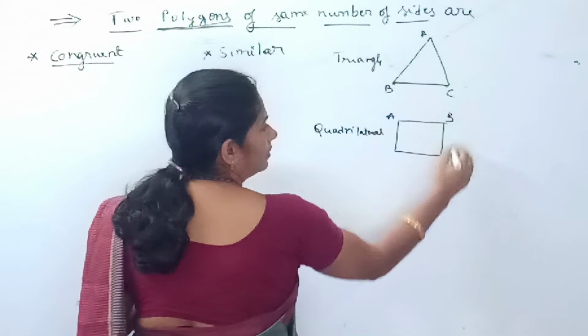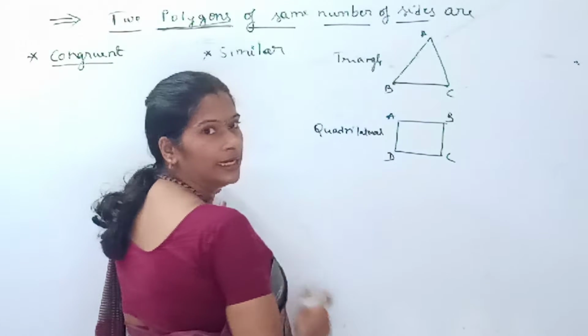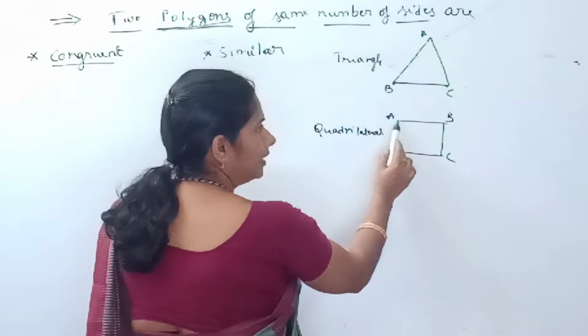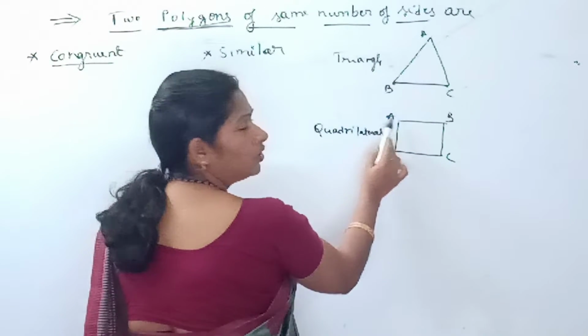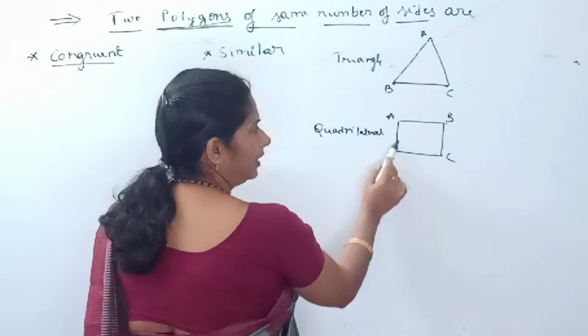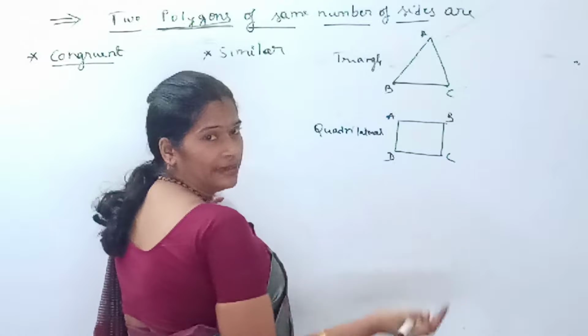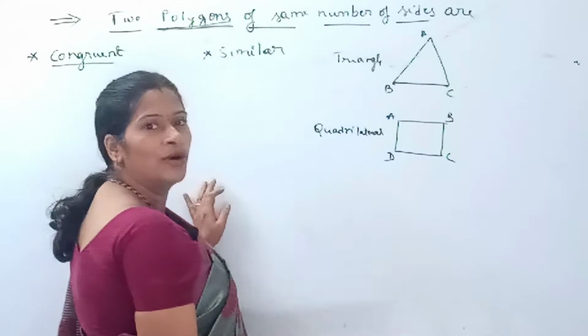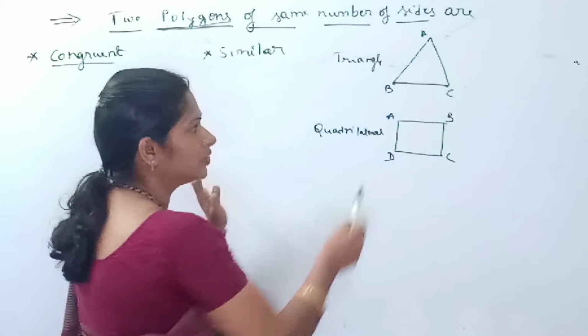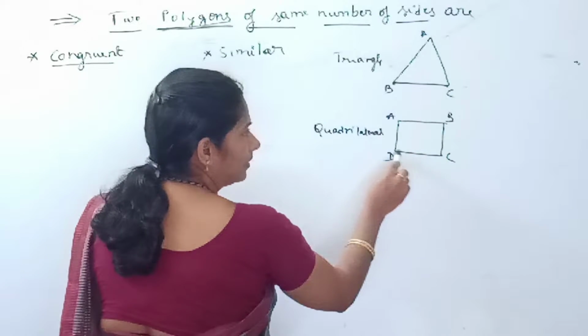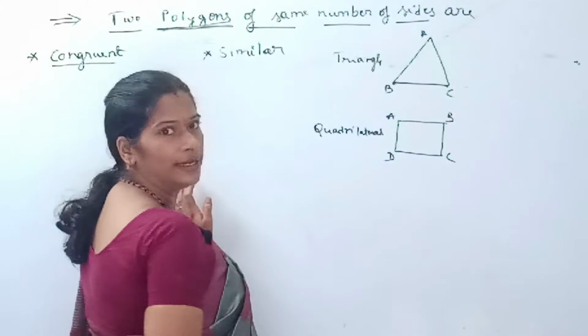ABCD is a quadrilateral. Quadrilateral means a polygon of four sides. Four line segments is called a quadrilateral. So under quadrilateral, square, rectangle, trapezium, rhombus, kite, all will come. So if it has four line segments, then it is called a quadrilateral.